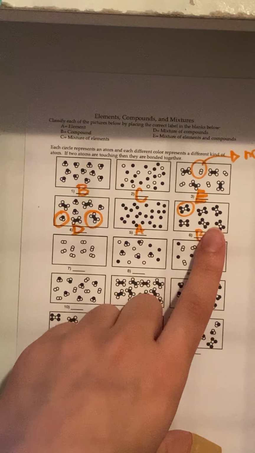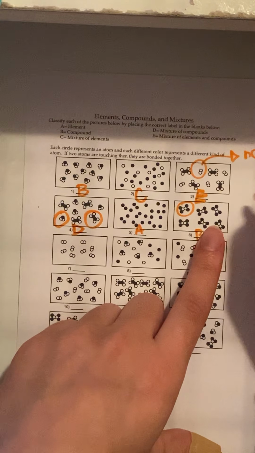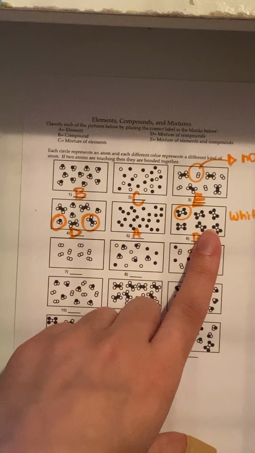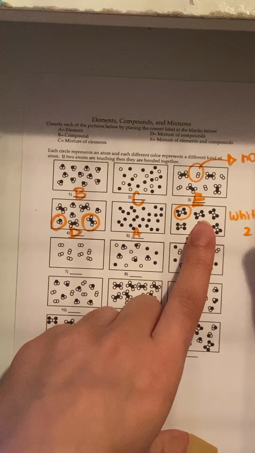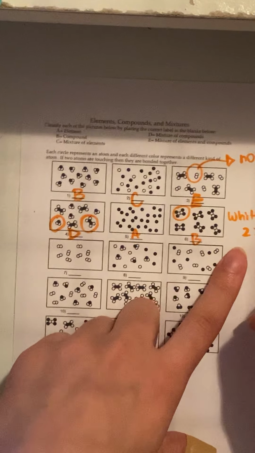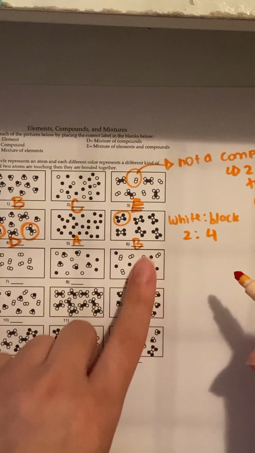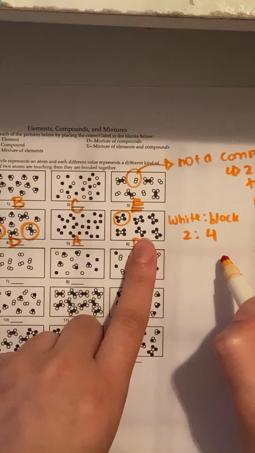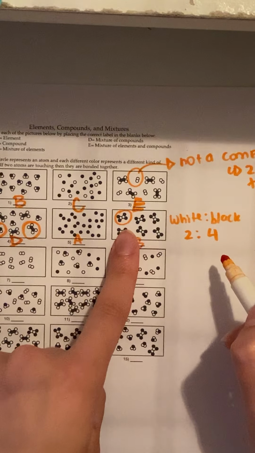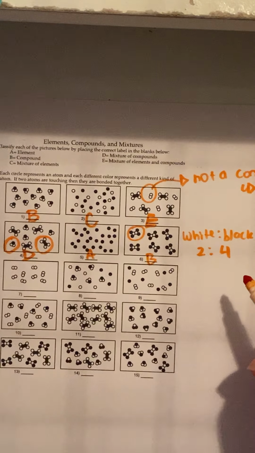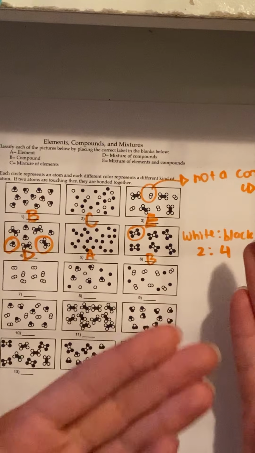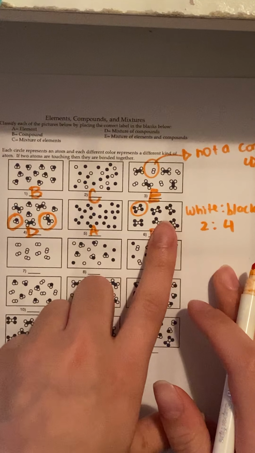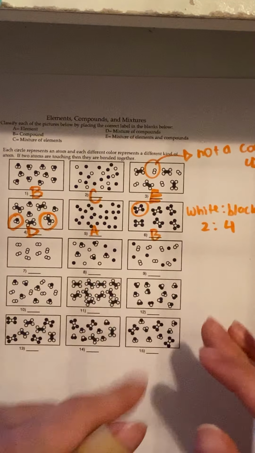So we can look at, let's see, we have white to black. So we can say, okay, there's 2 to 4 blacks. So that's what I mean by set proportion. It's the same proportion. If there was, let's say, 3 whites and 5 blacks, then this wouldn't be a compound. This would actually be a mixture of compounds, because they would be different types of compounds. Okay, but right now it's just a compound because they all have the same proportion.